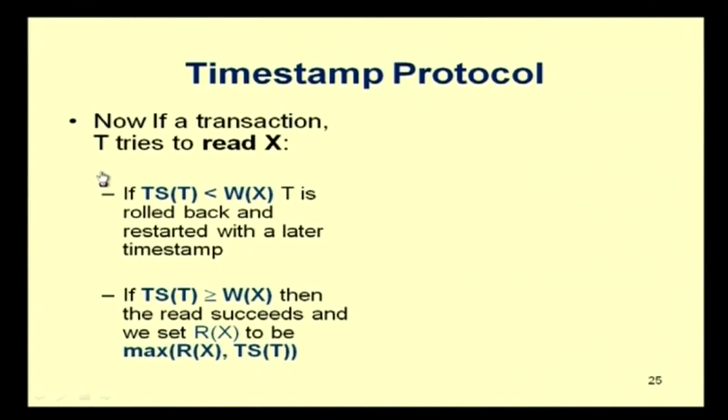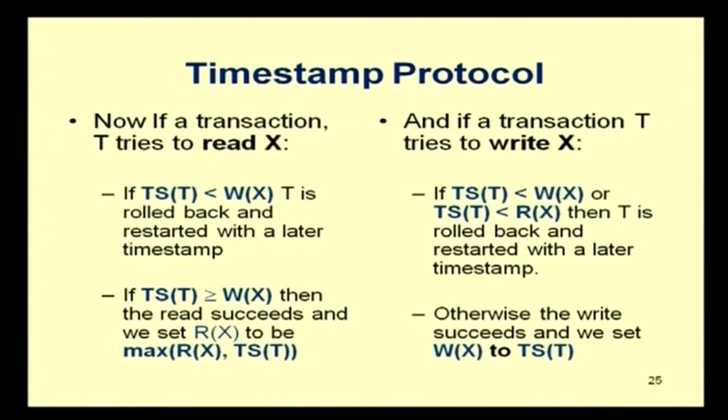Again, I will repeat. If you have a transaction that wants to read x, you will check the timestamp associated with that transaction, and you will check whether it is less than W of x. If it is, then you will roll back. Now, if it is writing, and the timestamp is less than the relevant value, then it is rolled back; otherwise the write succeeds and we set W of x to the timestamp of T.